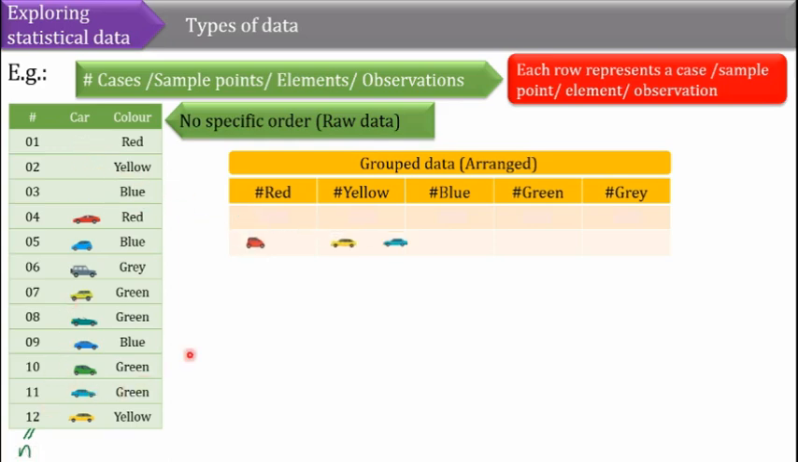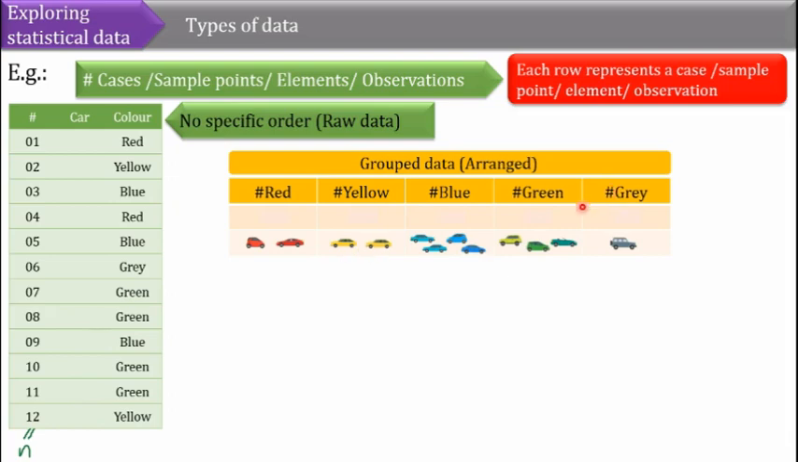So if I were to take the cars and create a table, and then the table summarizes the colors, then I'll group together the cars that are the same color, and I might be interested to know how many of each color I have. So I see that I have 2 red, 2 yellow, 4 blue, 3 green, and 1 gray. So by arranging or summarizing or grouping it in this way, it makes it easier for me to extract certain information from the data set.